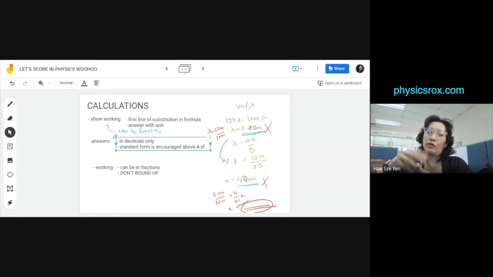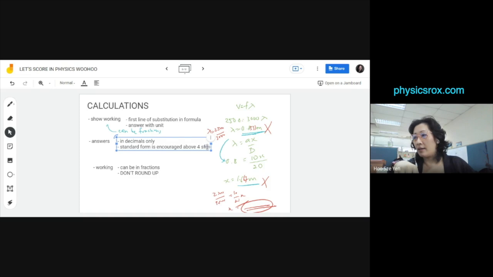Usually, if it's very large numbers or very small numbers, don't write 0.000039, because then I have to count how many zeros you wrote. And if you write one extra zero or one less, you're wrong. Then you cannot say, teacher, I counted wrong. Too bad, you counted wrong means wrong. So that's why you write in standard form. It's better for you and better for the examiner.